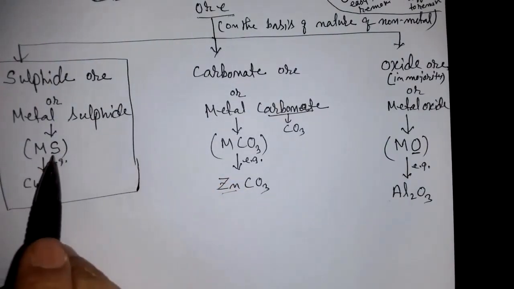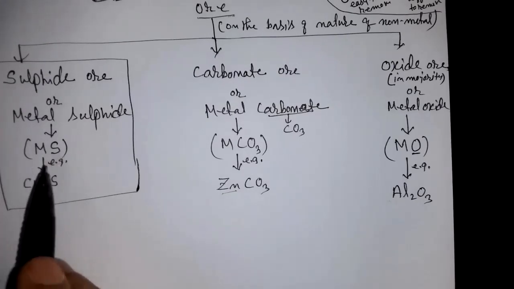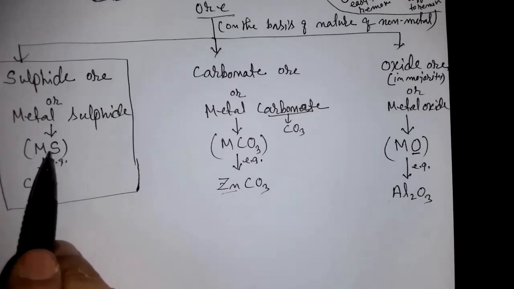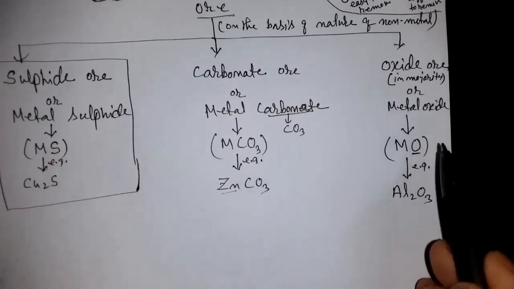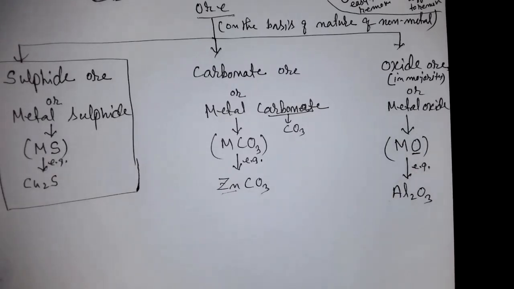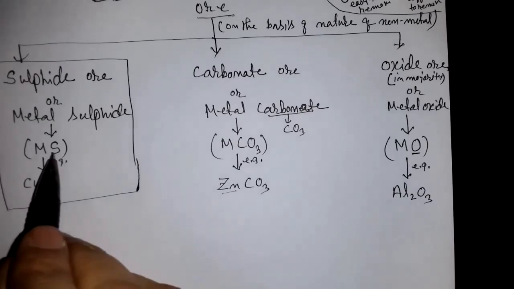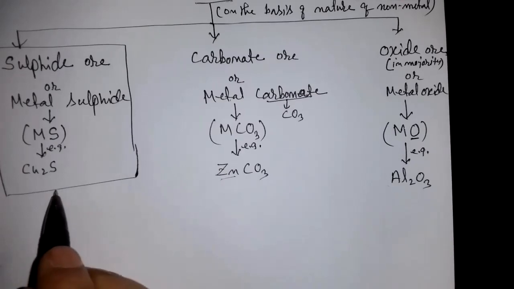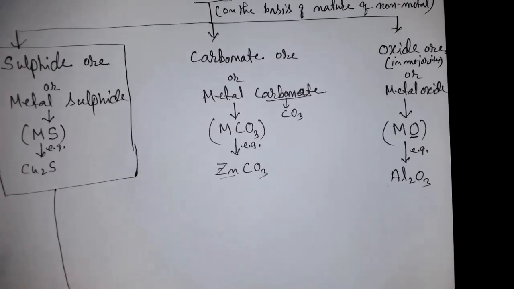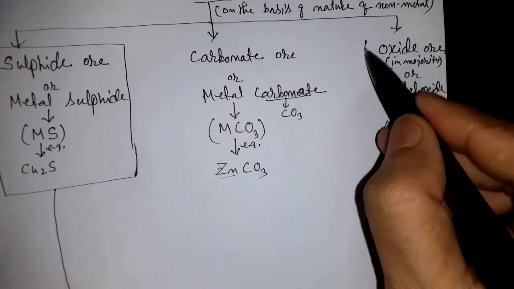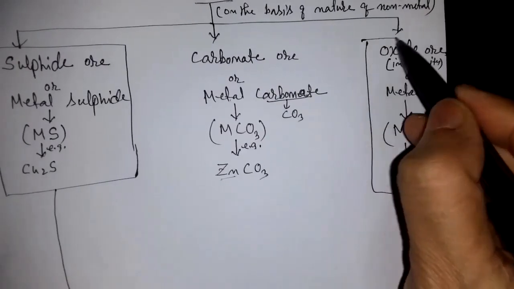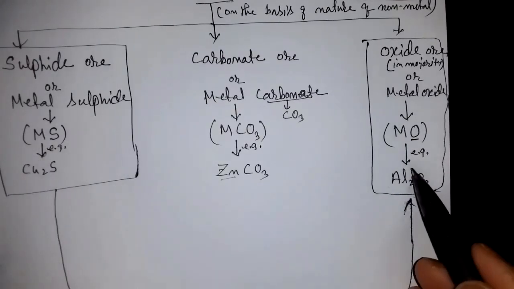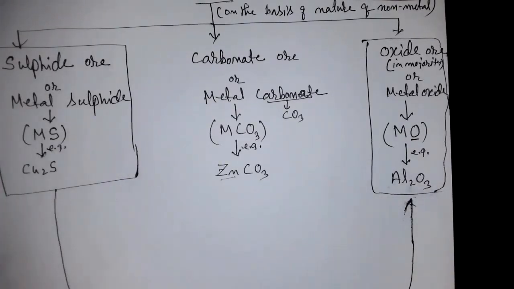So the rule is this: if your ore is sulphide, then don't remove sulfur. What you do is replace sulfur with oxygen. That means you exchange sulfur with O and then you remove O. This will be easier than removing sulfur directly. That means in metallurgy, there will be a technique by which we can change this ore into this. This ore into this means we are converting sulphide ore into oxide ore.